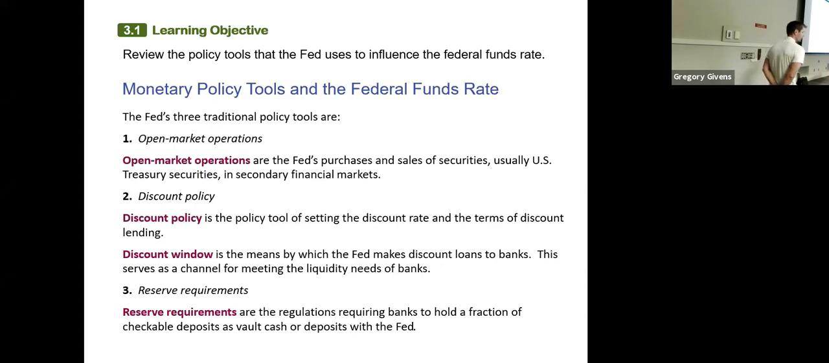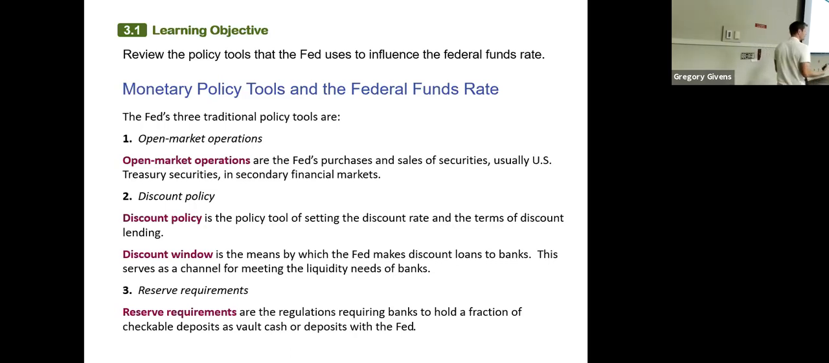Reserve requirements. Let's be clear about what these are. Reserve requirements are the regulation handed down by the Board of Governors to banks to require them to hold a fraction of their checkable deposits either as vault cash or most likely on their reserve account balances or deposits with the Fed. Okay.